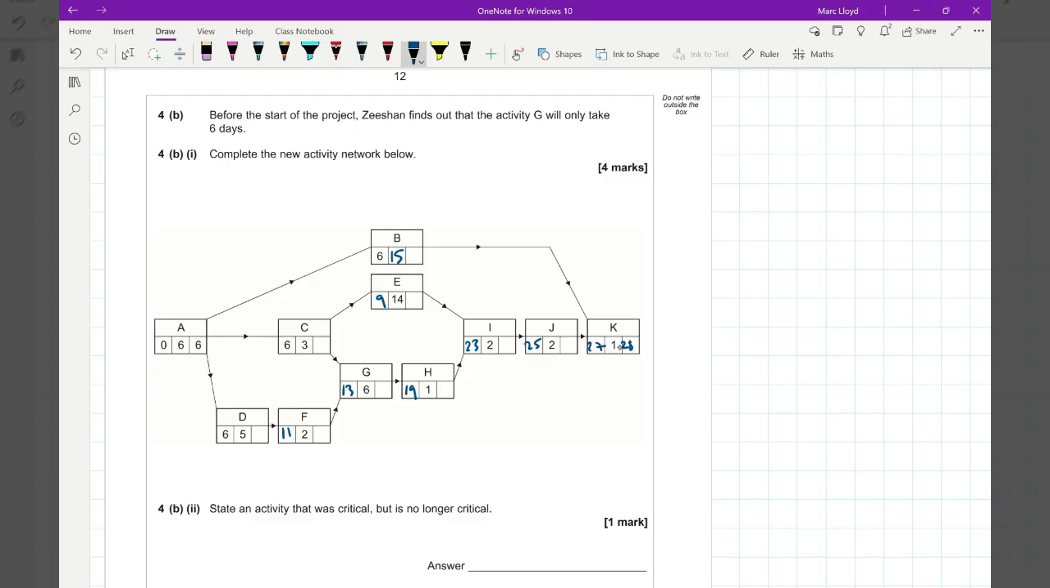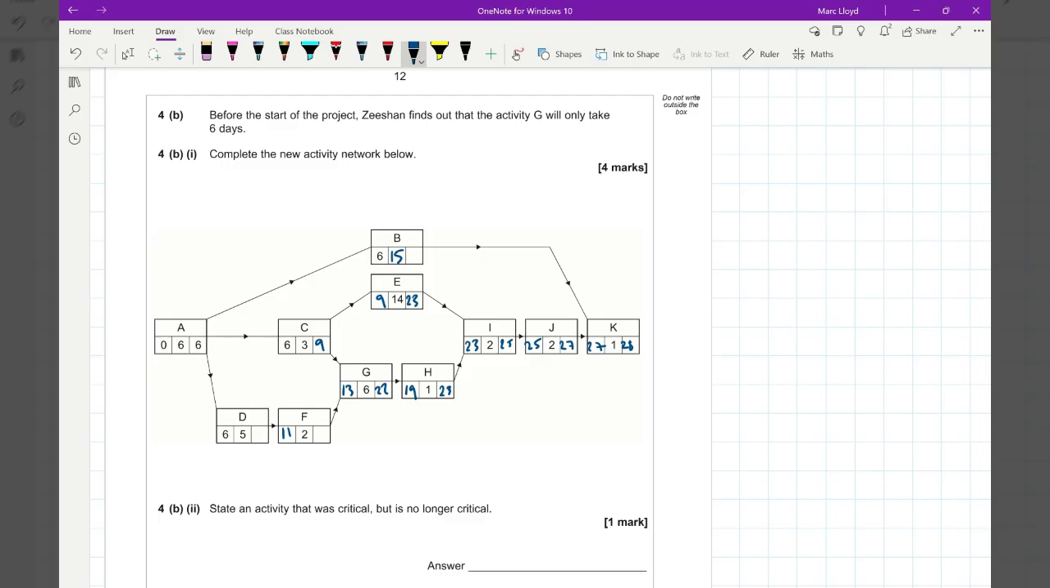Now we work backwards. 28 take 1 is 27. Happy with that. 27 take away 2 is 25. 25 take away 2 is 23. So we've got a late time of 23 there and a late time of 23 there. 23 take away 14 is going to be 9. That's going to be the critical value. 23 take away 1 is 22. 22 take away 6.